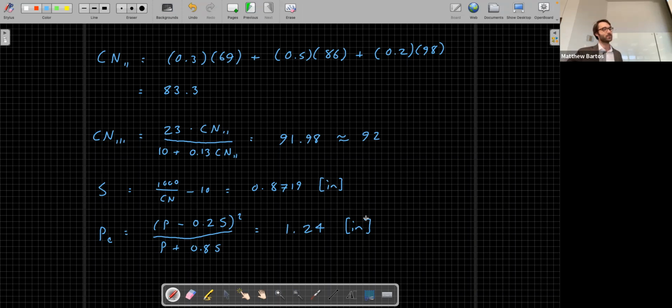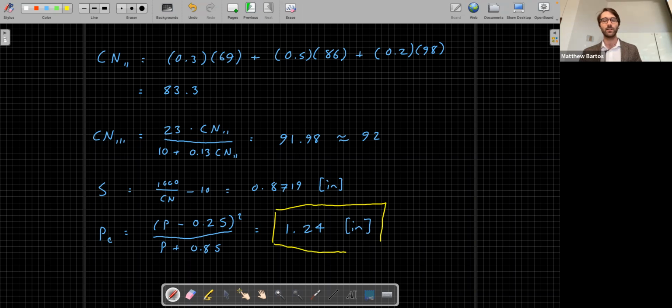Okay, so next we used the curve number equation to compute our storage, our maximum possible storage S. Our maximum possible storage is 0.8719 using the curve number we obtained before. And finally, with that, we can compute the excess precipitation. So plugging in our value for S into our equation for the excess precipitation, we get about 1.24 inches of runoff that occur for 2 inches of rainfall.